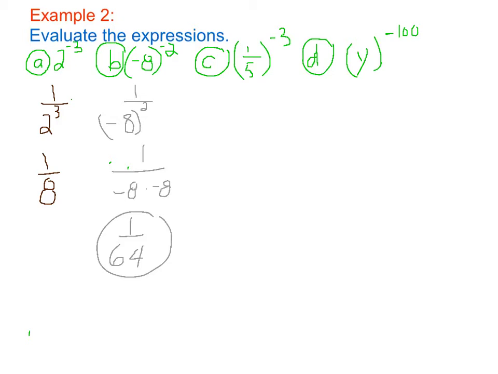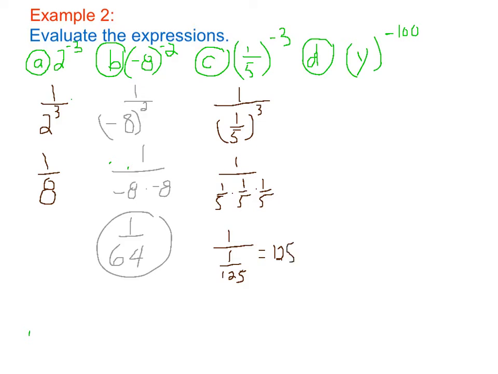Alright, part C here, we have quantity 1/5 raised to the -3rd. Again, we can write this as a fraction. We put 1 over 1/5 to the 3rd power. When we do that, that means we've got 1 over 1/5 times 1/5 times 1/5. And when you do that, you get 1 over 1 over 125, which also equals 5 to the -1st.